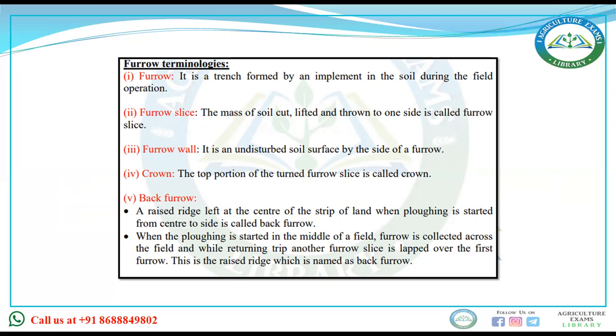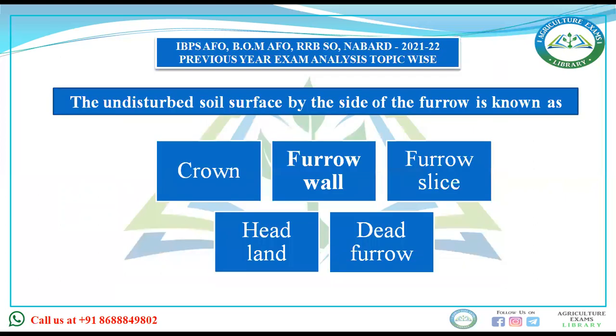And if you see next, the furrow wall is the undisturbed soil surface by the side of a furrow. That is the furrow wall. And the crown is the top portion. When the furrow slice is turned, the portion which is on the surface, we call the top portion. The top portion we call the crown. So what is the question here? The soil surface by the side of the furrow. The side of the furrow forms like a wall, so we call it the furrow wall.